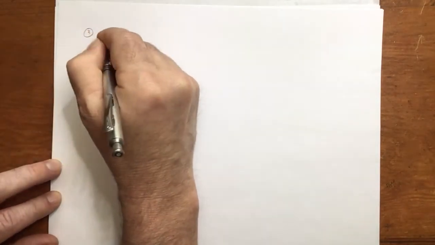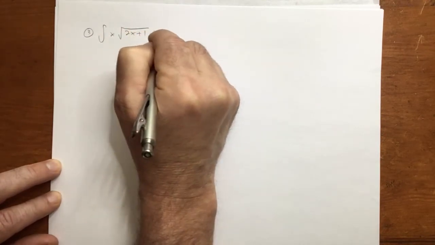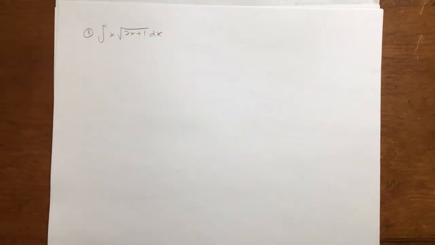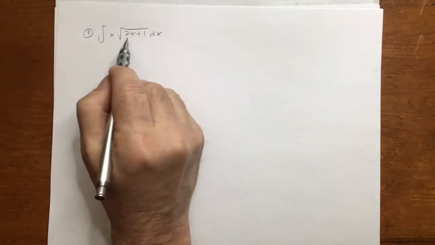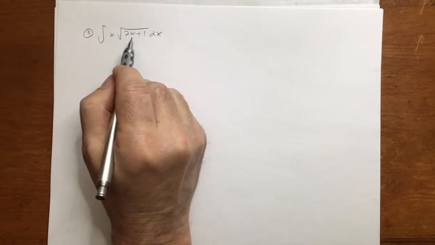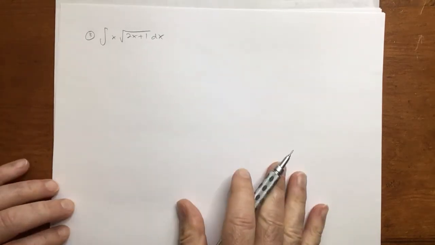Let's try another one. Okay, so this is problem 3 for the day. Go ahead and pause. Try it. Okay, so let's see what we can do. What I notice is that if I let u equal this, its derivative is 2, and that x will not go away. Okay, but here's a clever little trick.